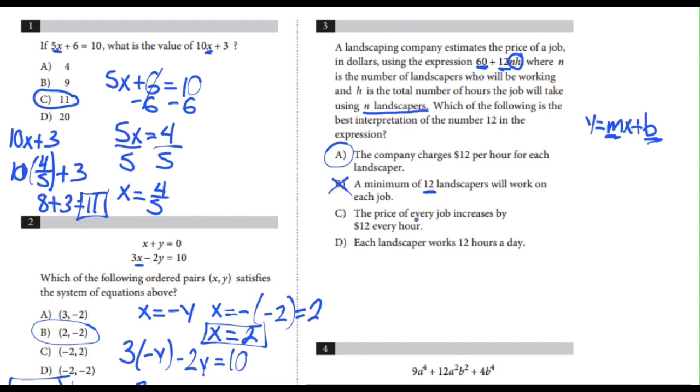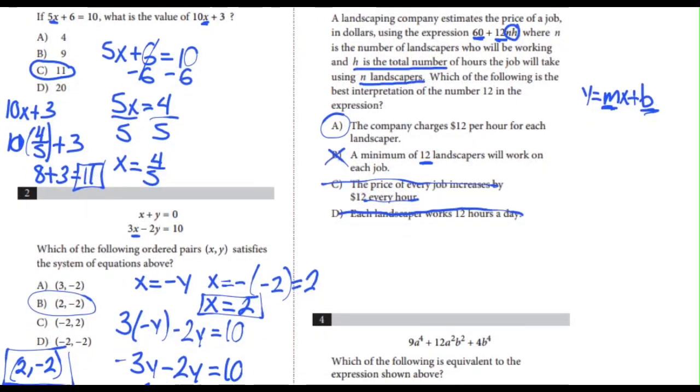C, the price of every job increases by $12 each hour. That can't be it either. The price of the job is determined when we know how many hours or how many landscapers. The price doesn't increase. And then D, each landscaper works 12 hours. Similar to B, we have H denoted as the total number of hours that's not set by the expression. So the answer is going to be A. The 12 represents the dollars per hour that each landscaper is getting paid.